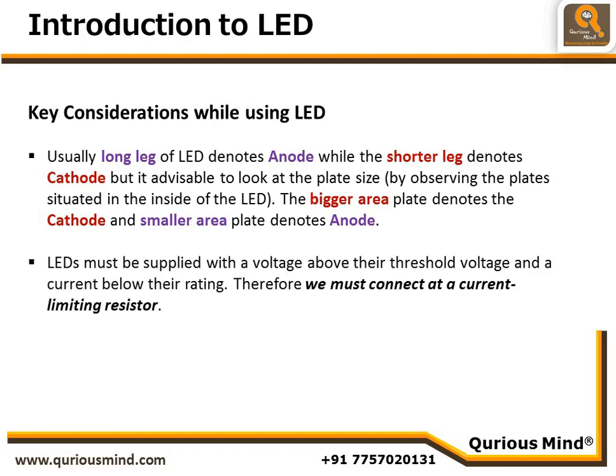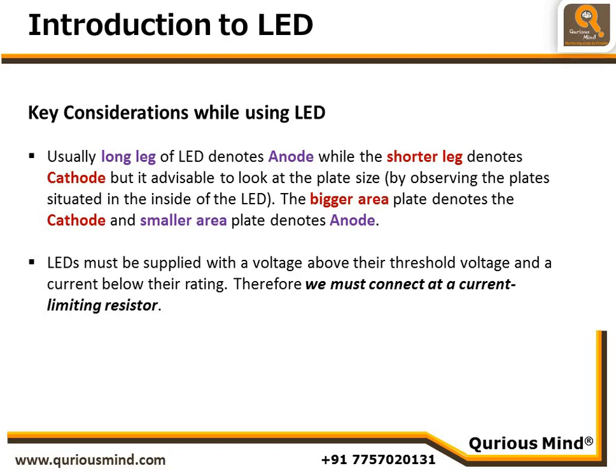LEDs must be supplied with voltage above their threshold voltage, which means you cannot supply less voltage to LED. It needs to be above the threshold voltage. Then only the LED will start emitting light. And we also need to ensure that the current passing through the LED is below their given rating. Which means we must connect a current limiting resistor in the path of LED. When we look at the simple circuit using LED, we will see how to connect a current limiting resistor.